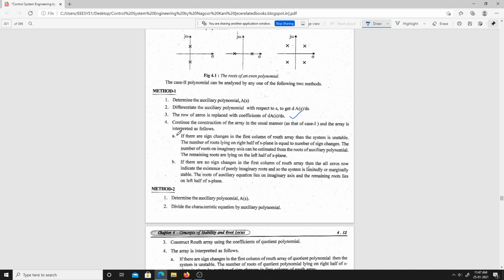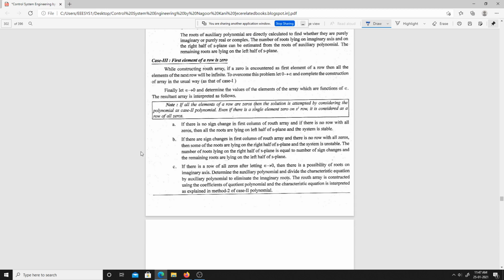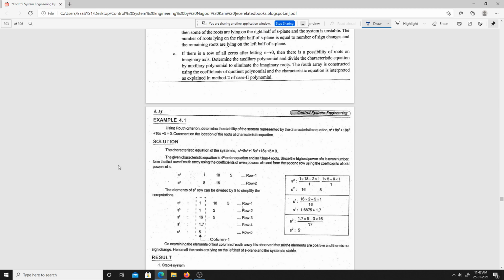It is interpreted as follows: if there is a sign change, then based on the sign change we say that the system is unstable. If there are no sign changes, we say that the system is stable. So for this we'll have one example problem. Here we have a characteristic equation, and we are supposed to comment on the location of the roots of the characteristic equation.